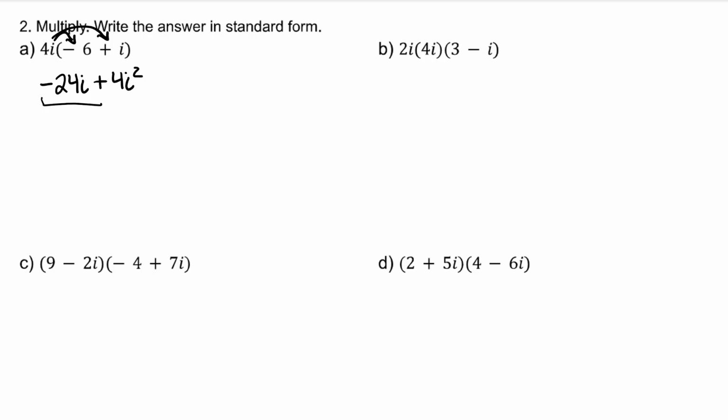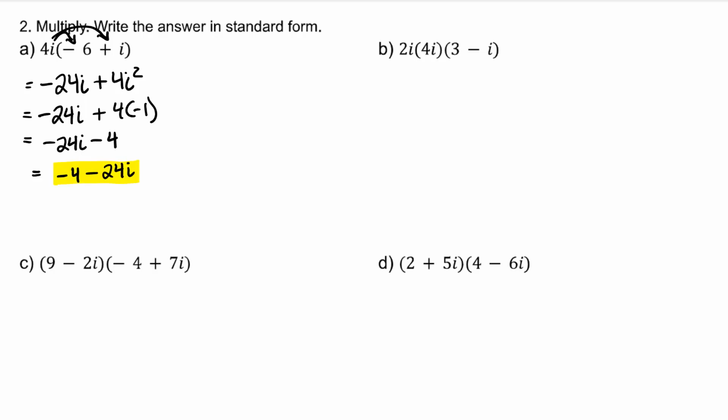Negative 24i is an imaginary number, but 4i squared is not actually imaginary. Yes, I see there's an i there, but what is i squared? i squared is negative 1, so plug that in. This simplifies to be negative 24i minus 4, but they asked us to write it in standard form, so we need to write the real before the imaginary.